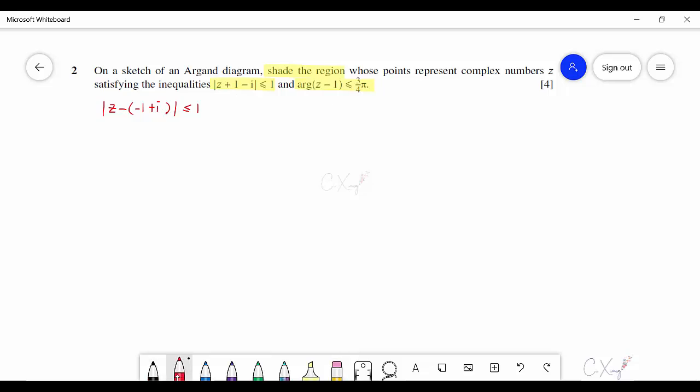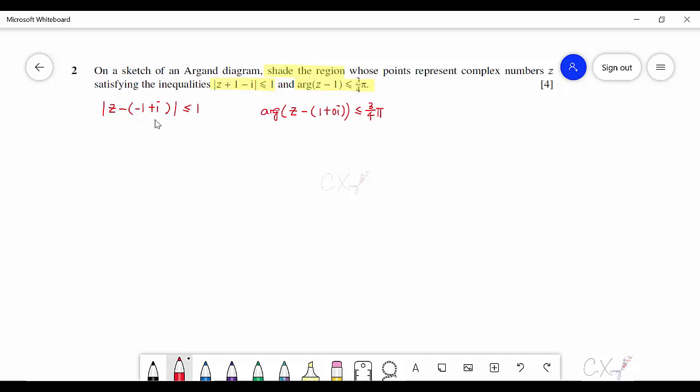Then for the second part, I have argument of z minus 1. Again, I want to rephrase it as z minus a complex number, and it is smaller than or equal to 3/4 pi. What will be the complex number here? If you want to get back the original inequality as shown, we should put it as 1 plus 0i. Usually I will rephrase it like this first before I start sketching the locus.